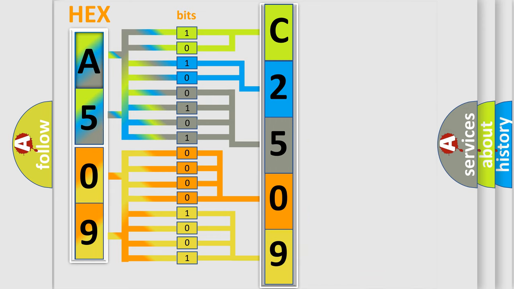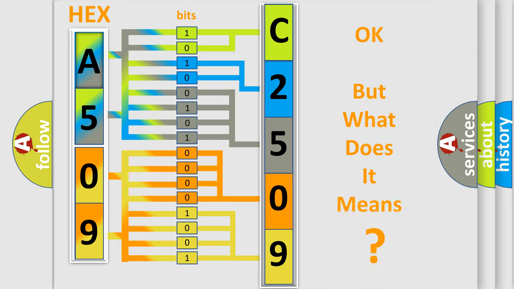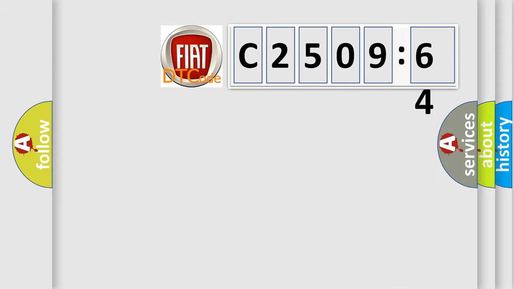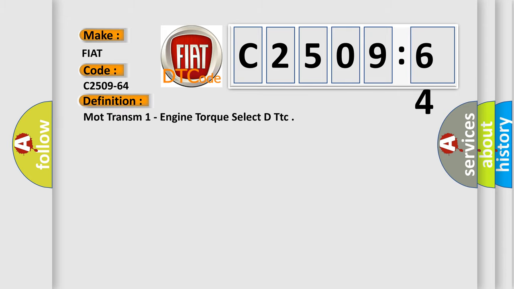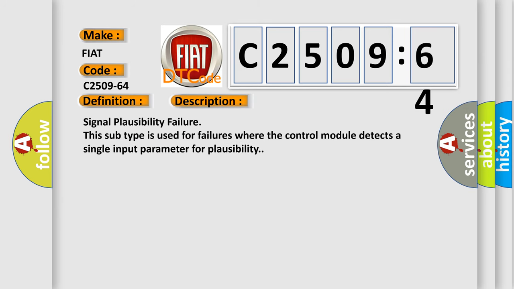We now know in what way the diagnostic tool translates the received information into a more comprehensible format. The number itself does not make sense to us if we cannot assign information to what it actually expresses. So, what does the Diagnostic Trouble Code C2509-64 specifically mean for Fiat car manufacturers? The basic definition is MOT Transm 1 engine torque select DTC. And now this is a short description of this DTC code. Signal plausibility failure. This subtype is used for failures where the control module detects a single input parameter for plausibility.